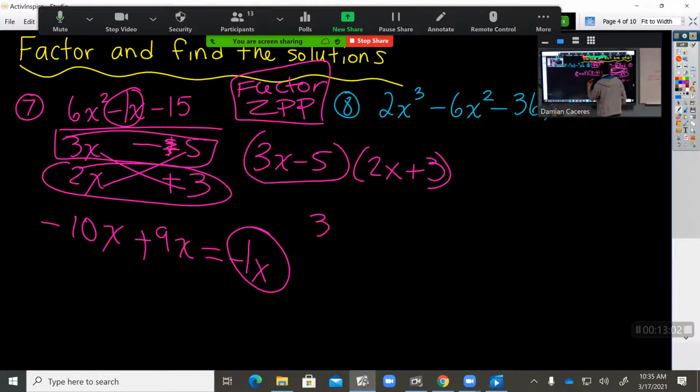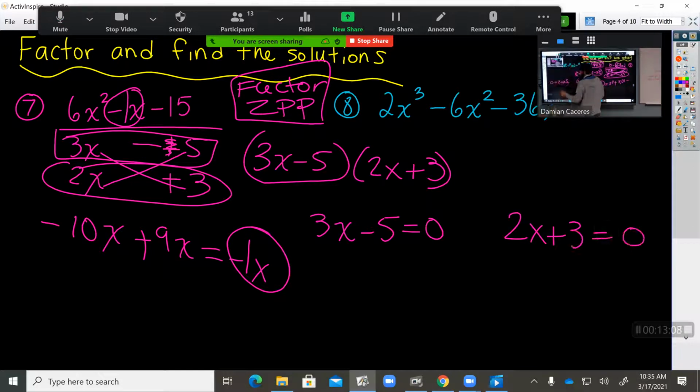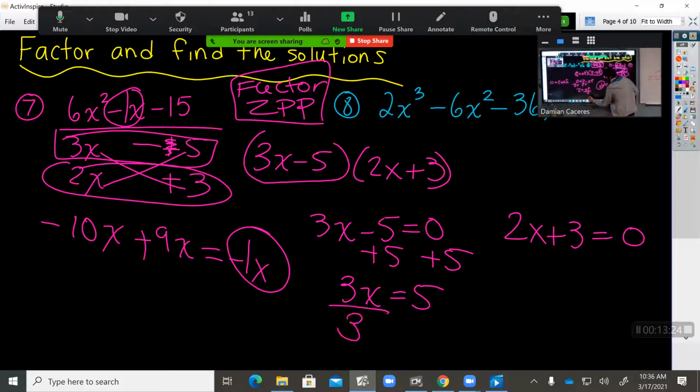You make each one of these equal to 0, and you solve both separately. So what are the two steps to solving this equation? 3x minus 5 equals 0. First step is plus 5 on both sides. Leaves you with 3x equals 5. And now you divide by the coefficient, which is 3. So divide by 3, divide by 3. One answer is 5 over 3.